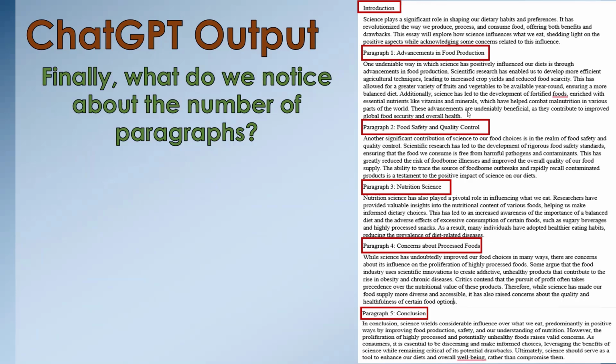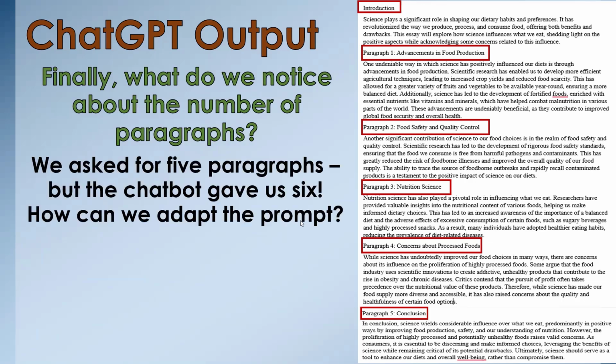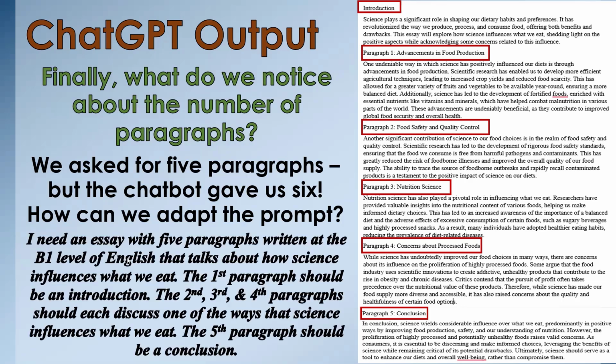Now we need to get more into the essay itself. We've got 6 paragraphs, right? And we don't want that. We want 5 paragraphs. Okay, so we're going to need to adapt our prompt in order to do this. It says, I need an essay with 5 paragraphs written at the B1 level of English that talks about how science influences what we eat.